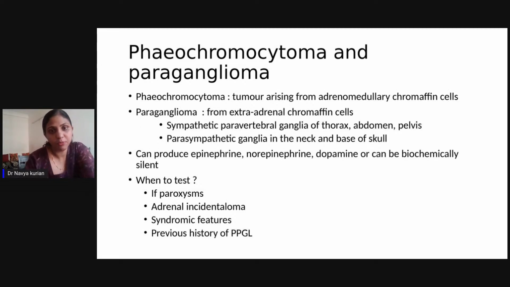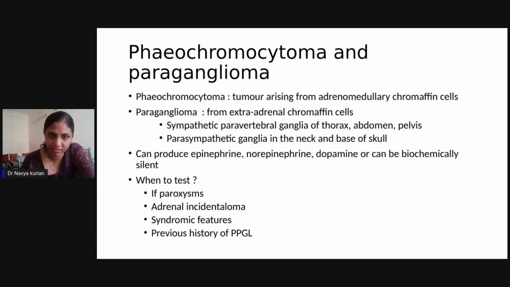So coming to phaeochromocytoma and paraganglioma. Phaeochromocytoma is a tumor arising from adrenomedullary chromaffin cells, whereas paragangliomas are tumors arising from extra-adrenal chromaffin cells. It can be either from sympathetic paravertebral ganglia of thorax, abdomen, and pelvis, or it can arise from parasympathetic ganglia in the neck and base of skull. They can produce epinephrine, norepinephrine, dopamine, or can be biochemically silent.